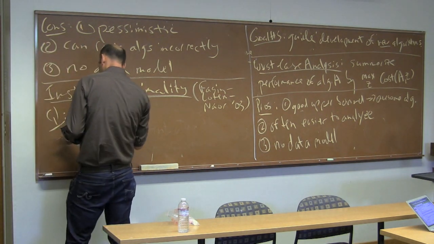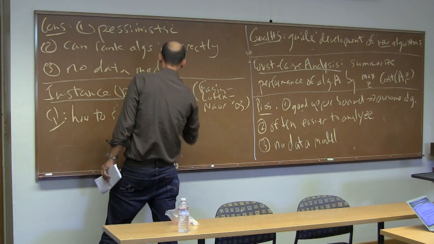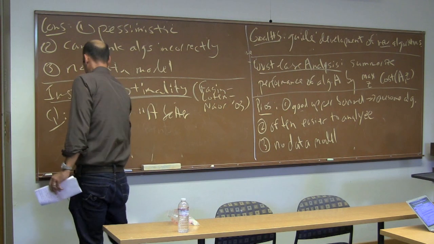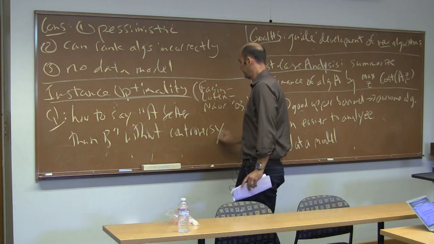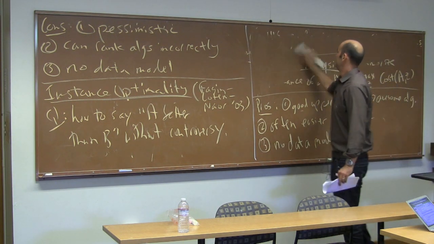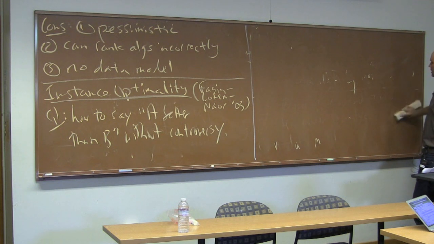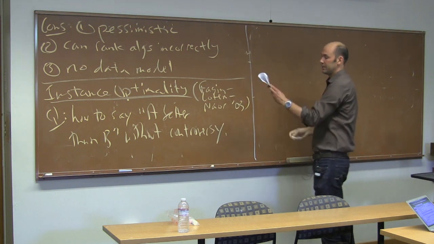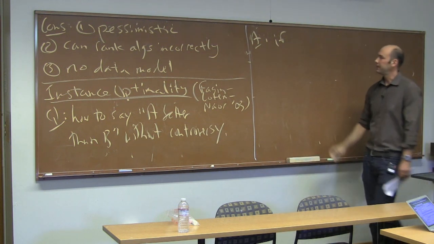Suppose you wanted a really uncontroversial way to say an algorithm A was better than algorithm B. In which situation could we do this without offending anybody, without inviting any debates? We'd have a very clear answer if one of the algorithms dominated the other one in the following sense. Suppose that A was just better than B on every single input.